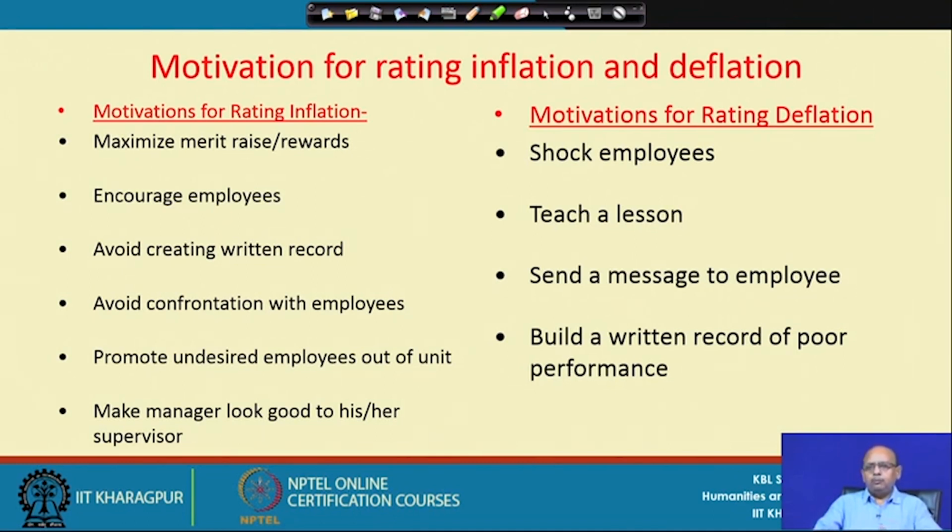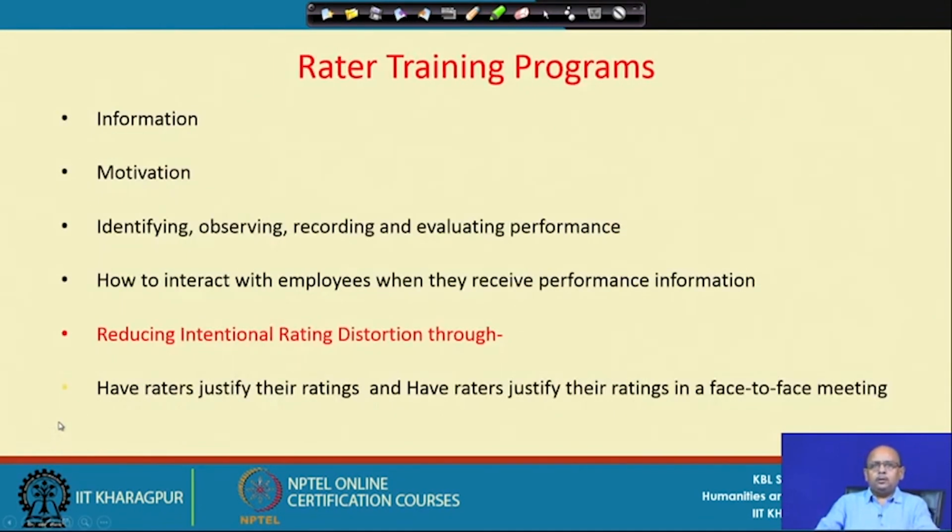And if you are going to have deflated ratings, then probably you have an idea that you want to give a shock to the employees, teach them a lesson because they are not performing well, and you also want to communicate a message to the employees that you are very strict so far as performance is concerned. But in that case you need to prepare a record of poor performance, to show that their performance is very poor. So, the raters need to be trained how to evaluate, they must be motivated enough, they must have all the records, observe and evaluate performance properly, and they should know how they are going to interact while collecting data related to the performance.